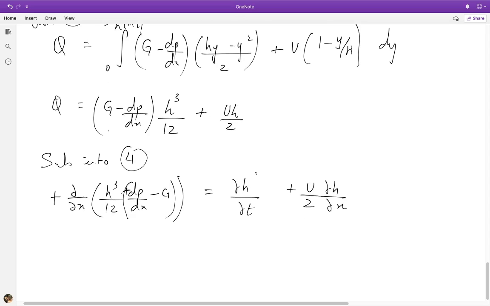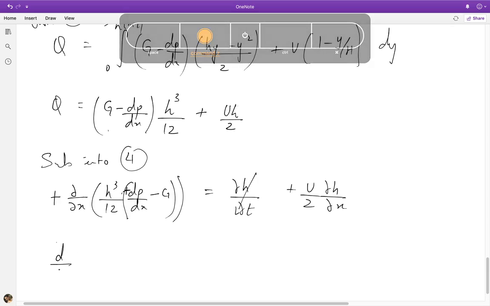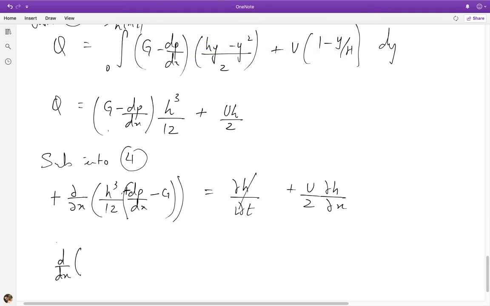But now we can replace in general the fact that dh dt being known is just v, right? So my final equation for the pressure looks something like this, where g is now a constant, is always a constant, is equal to v, this is just v plus u by 2 h to x.